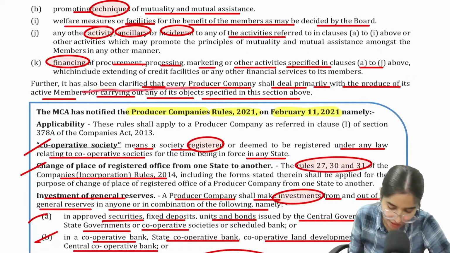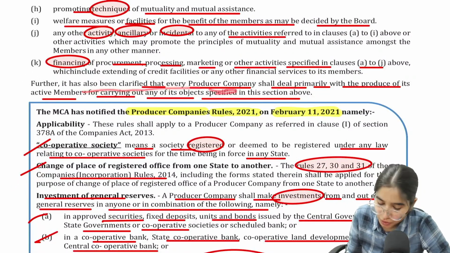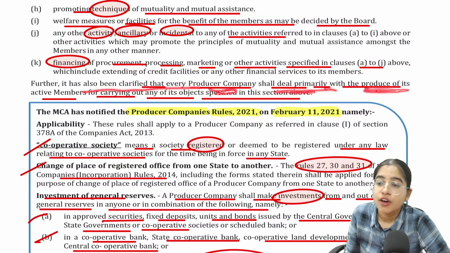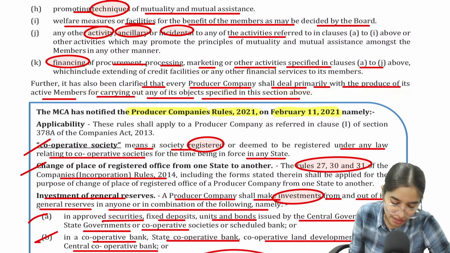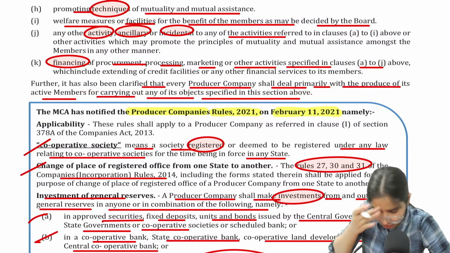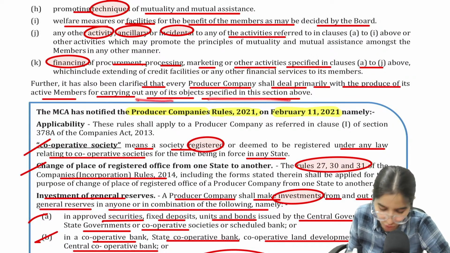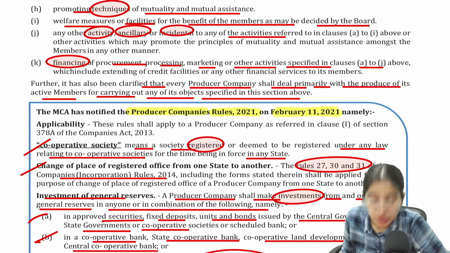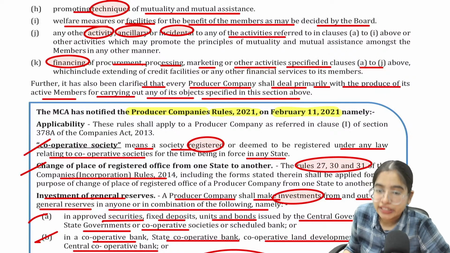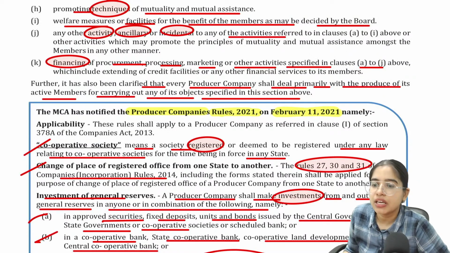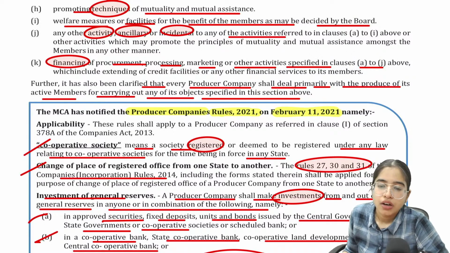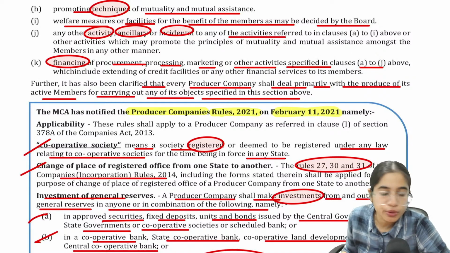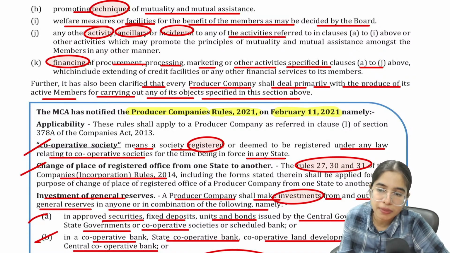Secondly, here it is given that it may be clarified that every producer company shall deal primarily with the produce of its active members for carrying out any of its objects in the section above. Here one point is given that there are active members. Who are active members? Basically there is a proper definition given. You don't need to go into very much detail because this is on page 1 of the chapter.